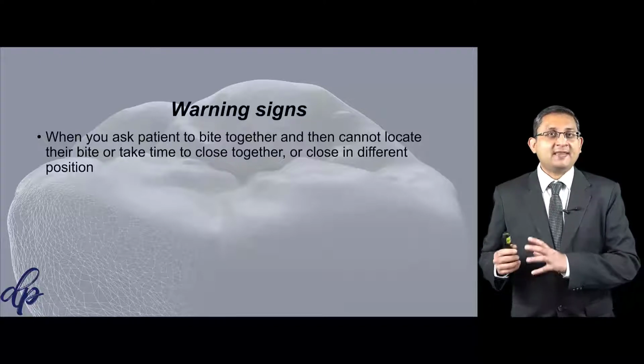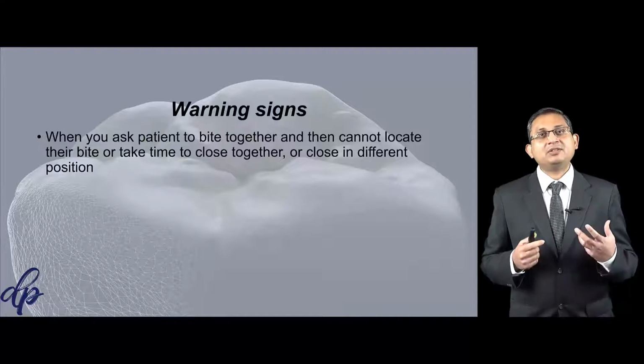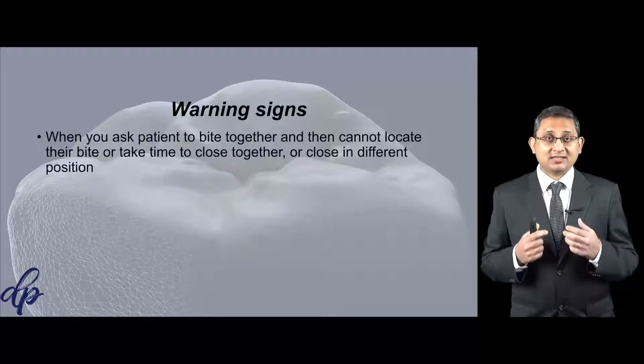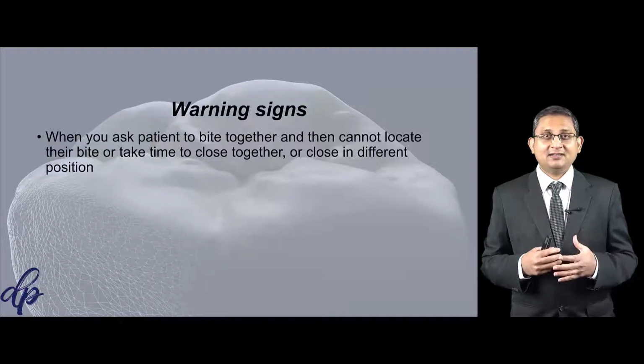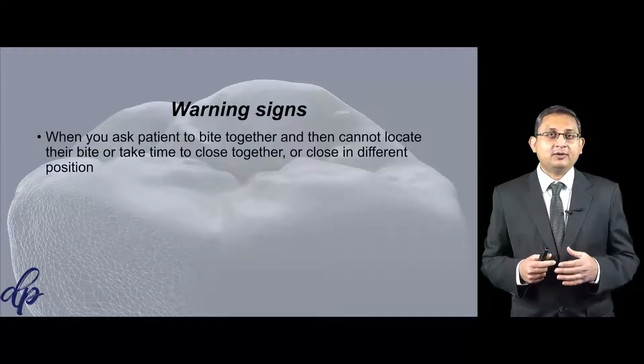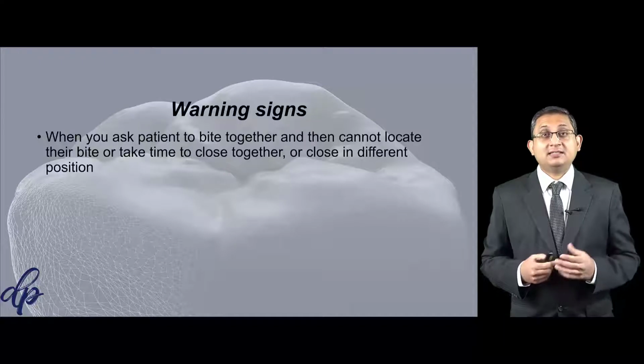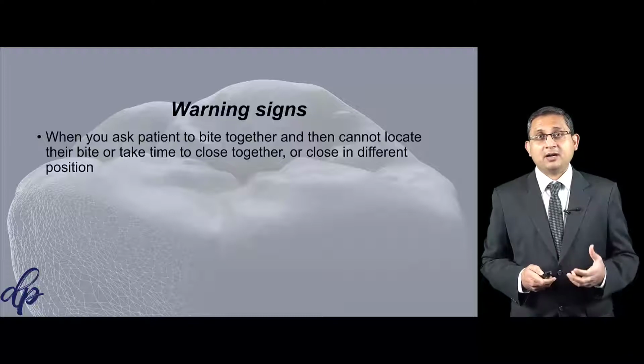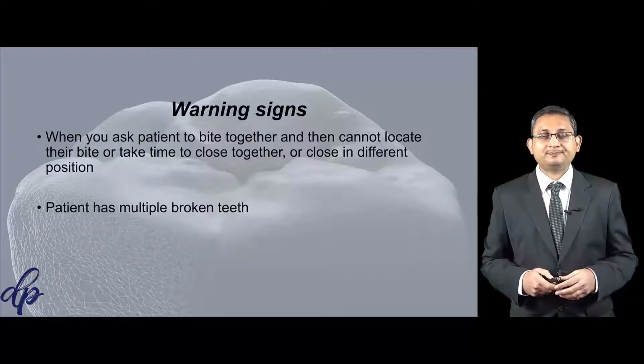And I'm not talking about that kind of scenario. I'm talking about when patients are relaxed and you know that they can close their teeth properly, but they just cannot locate their teeth. That could be because the patient's muscles need deprogramming and they are very active and very tired from bruxism. That could be one of the reasons why the patient cannot locate their bite properly.